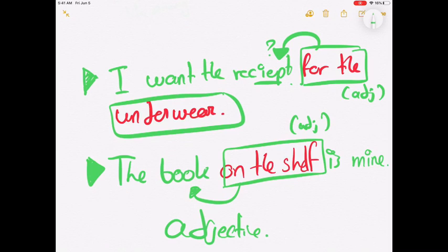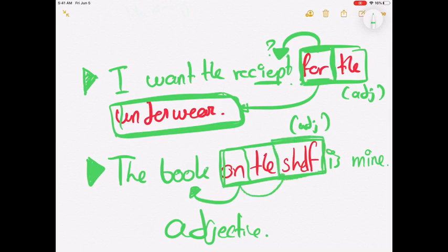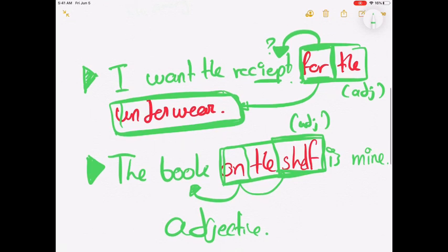Now it's very important to note something. Here is my preposition. And what is the preposition referring to? The underwear. So the underwear is the object of the preposition. In the second example, on the shelf. So on is my preposition. And what is on referring to? The shelf. So this is the object of my preposition. And these are examples of prepositional phrases.